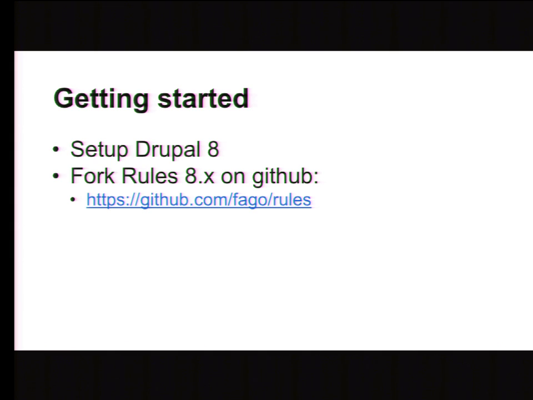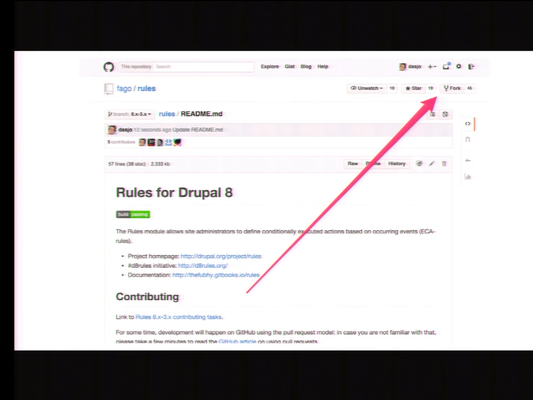If you are interested in helping out, we really made sure that this is as easy as possible. Basically what you need is just a Drupal 8 installation, and then you go to our GitHub page, github.com/fago/rules, and there you find the README with all the instructions. The first thing that you do is fork the project on GitHub, and then you move on. But everything is written in the contribution guideline, so it's quite easy.